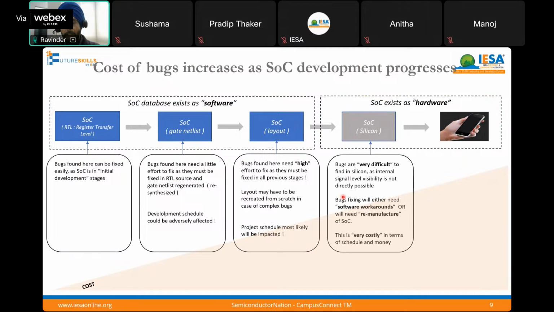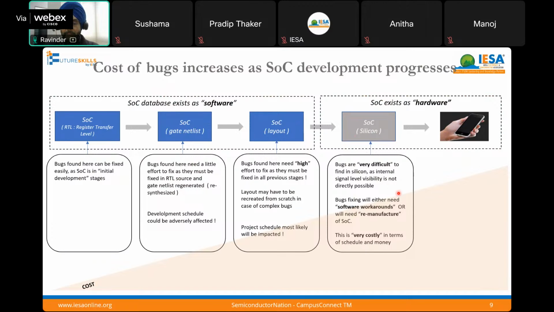Now imagine that bugs are coming at the SoC silicon stage. Firstly, it's very difficult to find the root cause of the bug, because the visibility into hardware is not there directly. We don't have direct signal visibility as we have in the previous stages. We don't have it in hardware, so it's very difficult to debug. So it's very time and effort consuming.